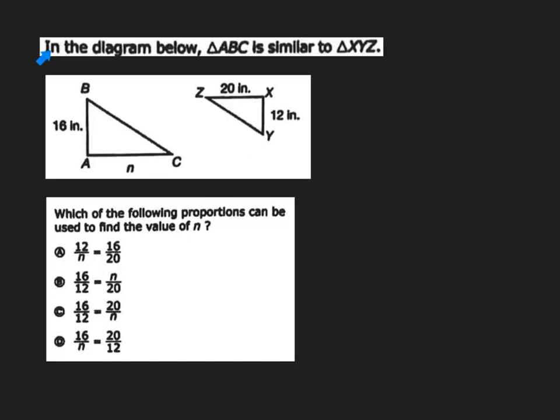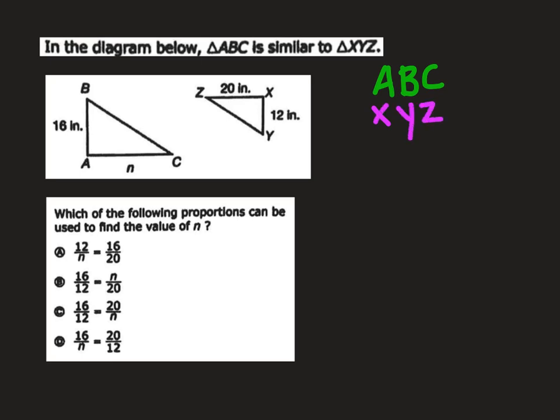The second example, it says in this diagram below, triangle ABC is similar to triangle XYZ. If I think about that example just before, it said I could stack the letters on top of each other to see how they match. If I do that, I'm going to have triangle ABC is similar, not equal, but similar to XYZ.